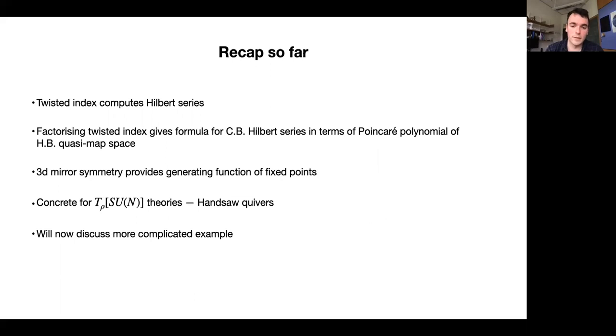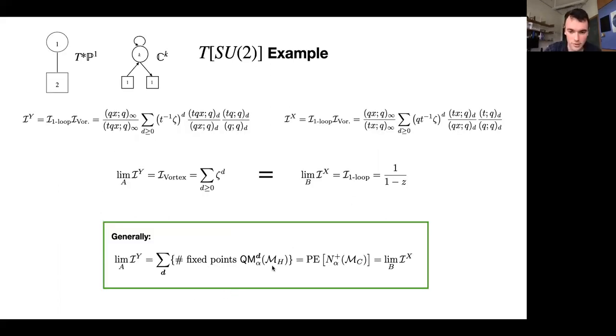And maybe I should have said a bit more in the previous slide. In this specialized limit, the vertex function just counts the fixed points on the quasi-map moduli space. And you can view the mirror of this statement as giving a generating function for these fixed points. Here, each vortex moduli space only has one fixed point because it's just C to the power d. And this is the generating function of those fixed points. So at each order in Z, you get the number of fixed points of that quasi-map moduli space.